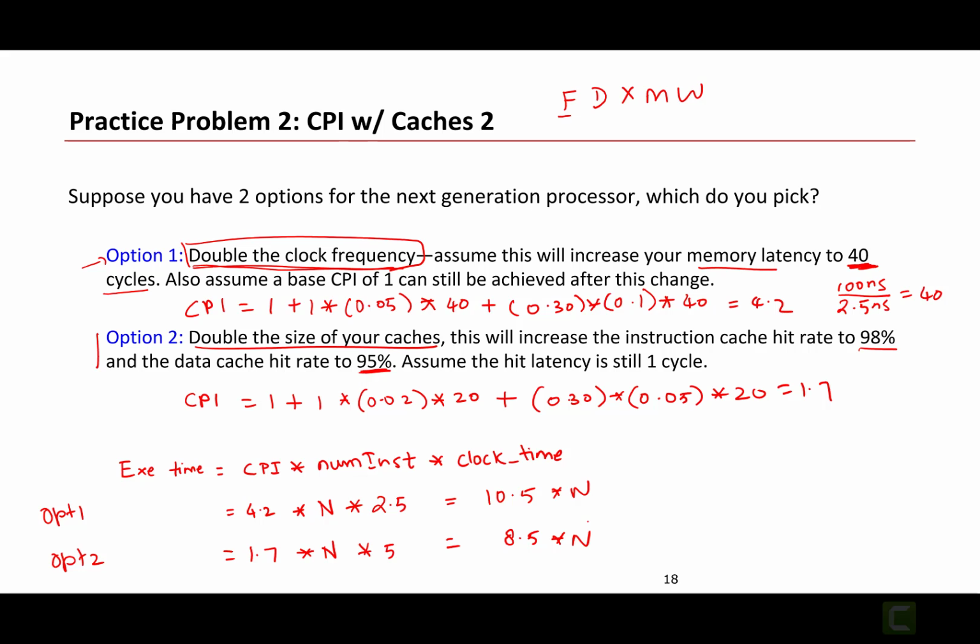So you will notice that option 2 is still the better option, but not as good as it was before. The CPI of option 1 is almost 3 times that of option 2, but the performance difference is much tighter than what we originally thought it would be. And the reason for that is the benefit of option 1 is expressed in terms of the clock cycle time, whereas the benefit of option 2 is expressed in terms of the CPI, because we were able to reduce the CPI by increasing the cache hit rate.